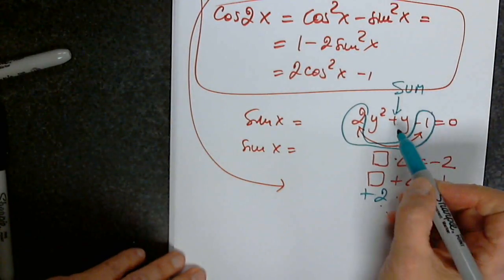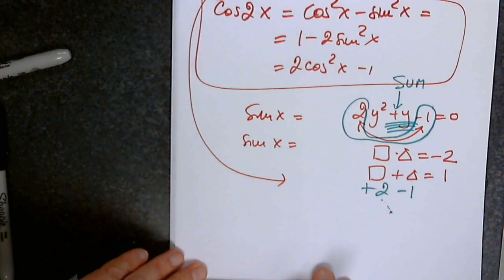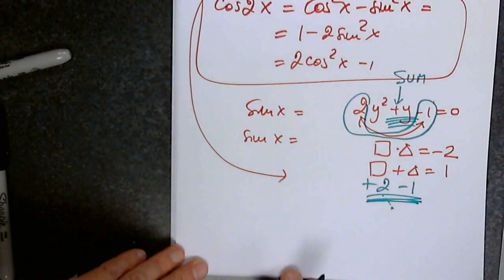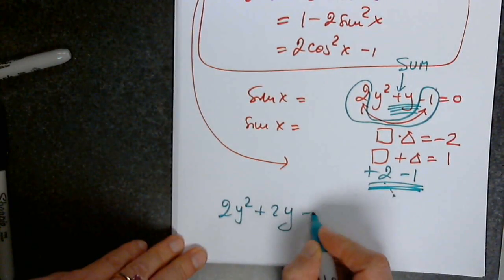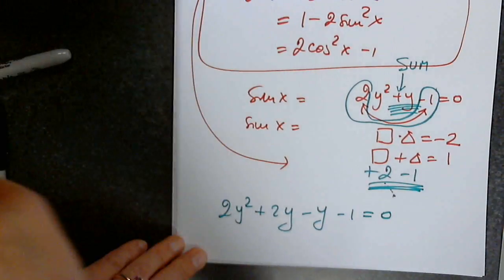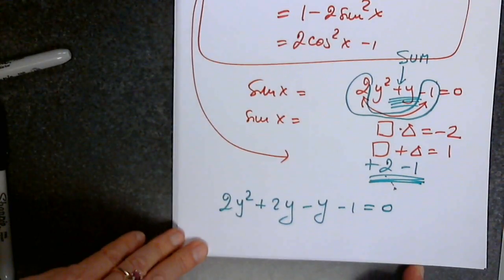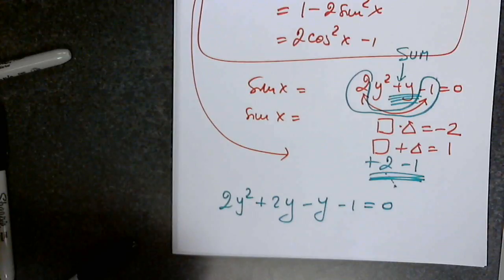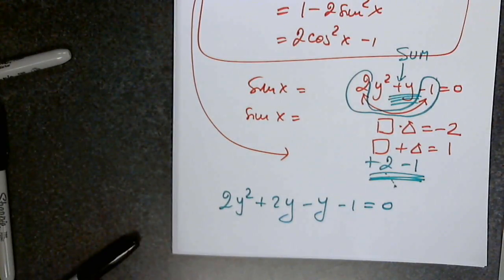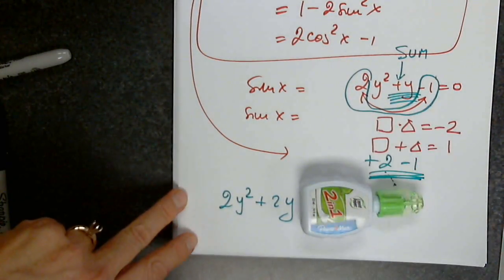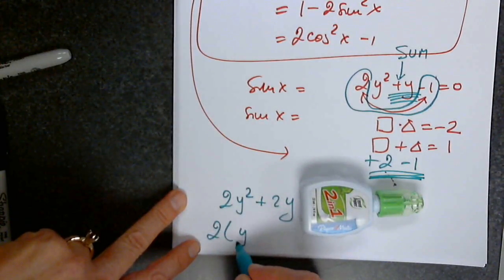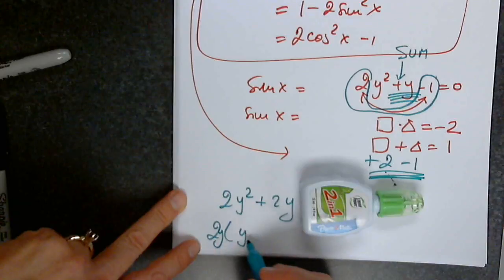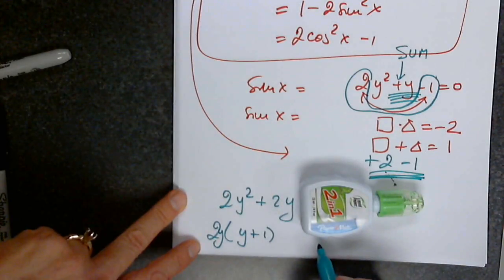Good. Now, all I have to do is replace the middle term using the numbers I got. So 2y squared plus 2y minus y minus 1 equals 0. Do not go back and combine like terms. That will defeat the purpose, right? Of what we just did. So here's what I do. I'm looking at the first two terms and I see that I can factor out 2y. So I have y plus 1. Look what I do next.